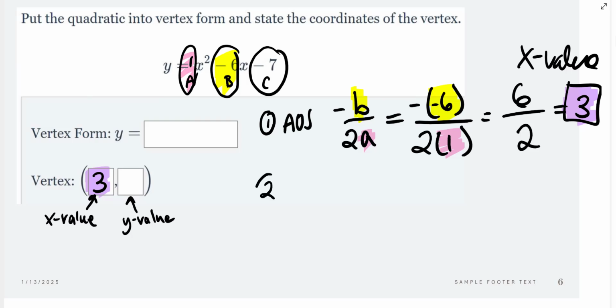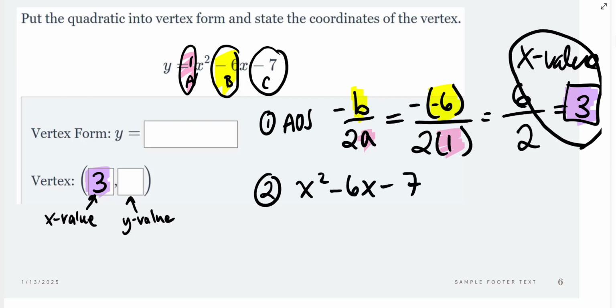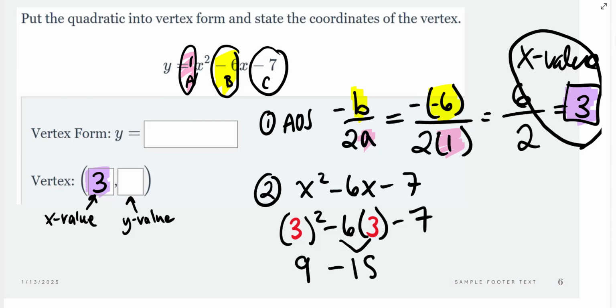Okay, now we're going to do step 2, which is we're going to use this answer, the x value, and substitute it into the original problem. So this is the original problem. And now we're going to substitute. So the x value is 3, so that's what we're substituting in. So 3 squared is 9. Negative 6 times 3 is negative 18. And we copy down the negative 7.